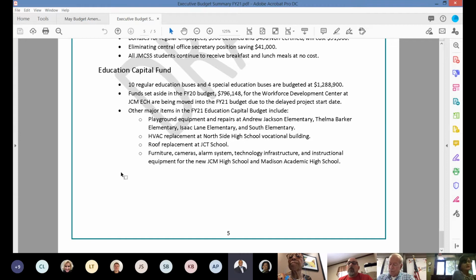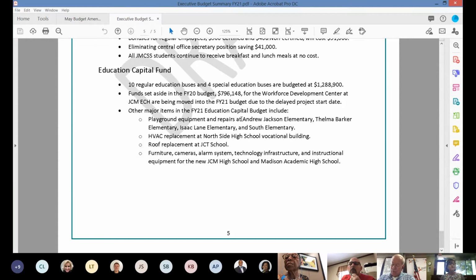Then moving on to the education capital fund. You'll see that we have 10 regular education buses and 4 special ed buses in our proposal, totaling $1.3 million. We also have funds set aside in the current year budget for the Workforce Development Center. We're moving that into the budget for next year.